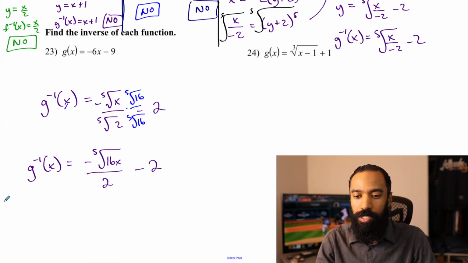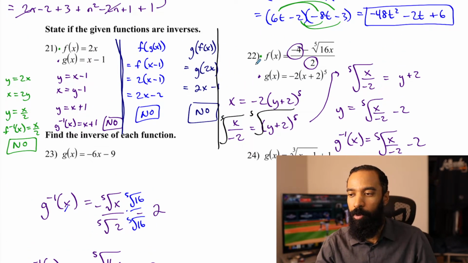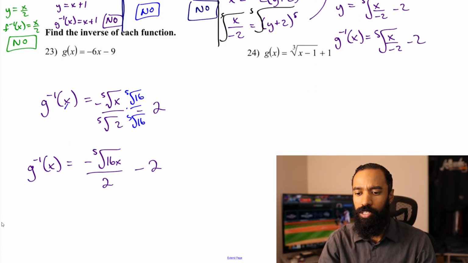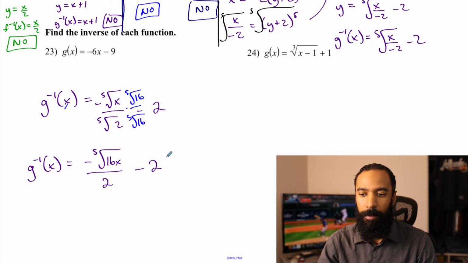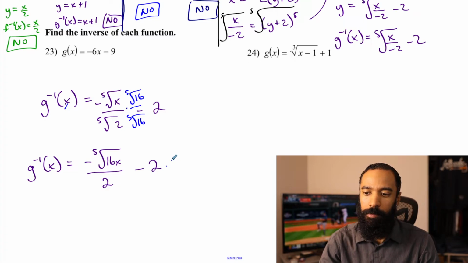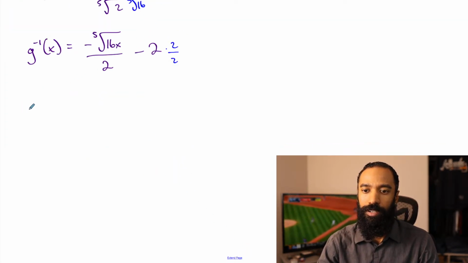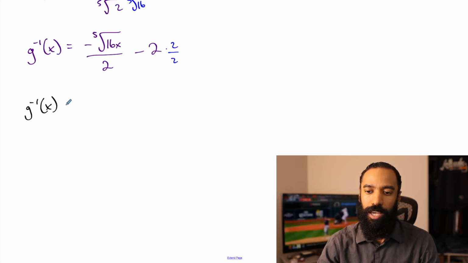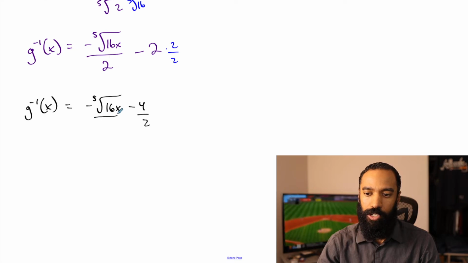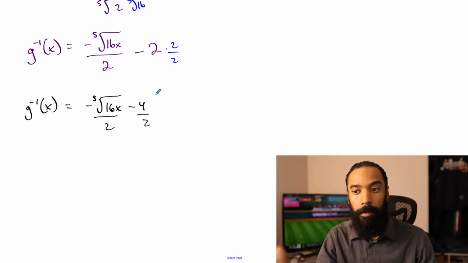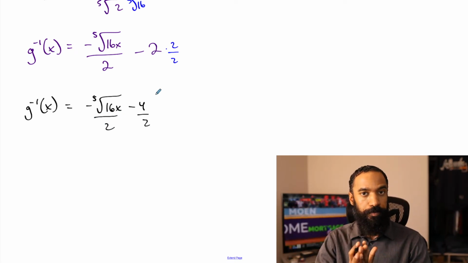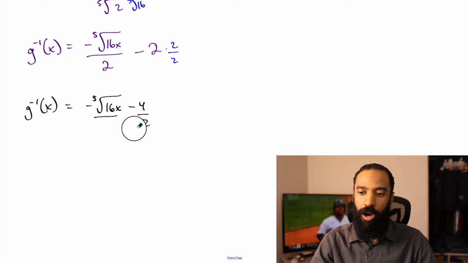This negative 2 seems to be kind of this negative 4, but written out in front. How does negative 2 turn into negative 4? Well, I need a common denominator. I need to multiply top and bottom by 2, and that does turn into negative 4. So the inverse is negative 5th root of 16x minus 4, separately over 2. But of course, as a common denominator, you can put them all over 2. So I'm going to go ahead and put them all over 2.